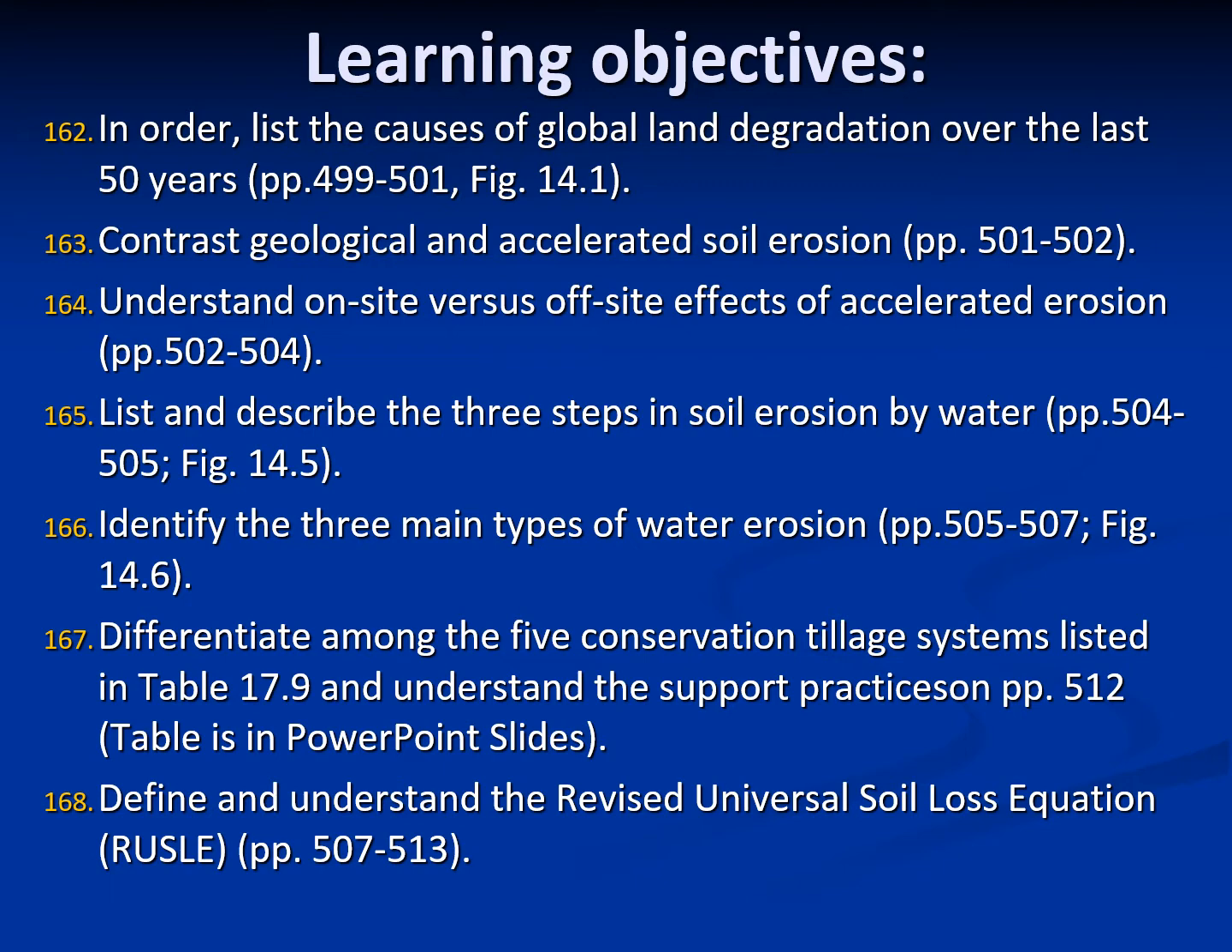The learning objectives for this unit include understanding the causes of global land degradation over the last 50 years, comparing geological and accelerated soil erosion, understanding on-site versus off-site effects of accelerated erosion, listing and describing the 3 steps in soil erosion by water, identifying the 3 main types of water erosion, differentiating among the conservation tillage systems listed in this PowerPoint, as well as in your textbook, and defining and understanding the revised universal soil loss equation known as RUSLE.